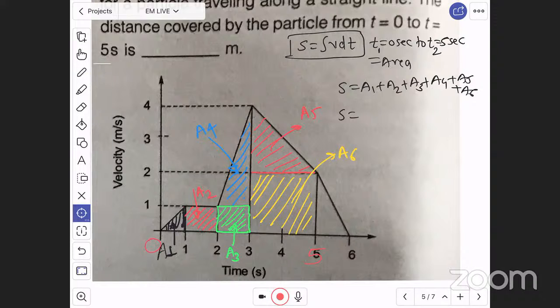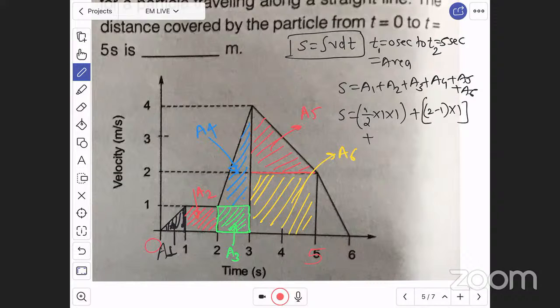It is a triangle. For triangle, 1/2 height into base. Height is 1 and base is 1. Therefore it is 1/2 into 1 into 1. This is first area A1 plus A2. See, for A2 it is rectangle. For rectangle, base into height. Base is 2 minus 1 into height is 1, which is nothing but 2 minus 1 into 1 plus A3.